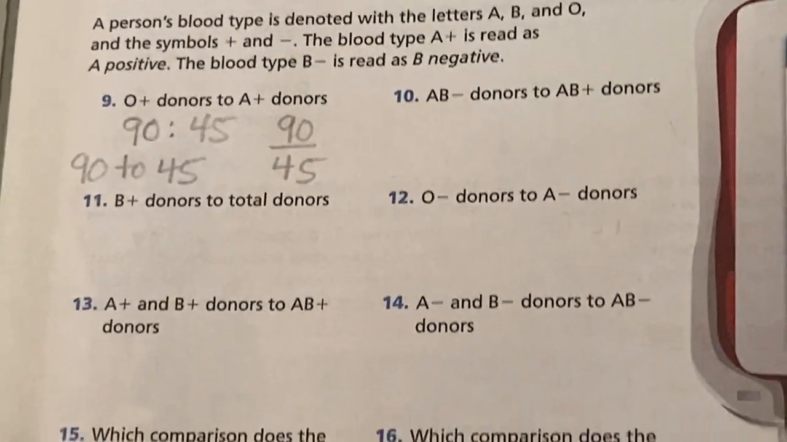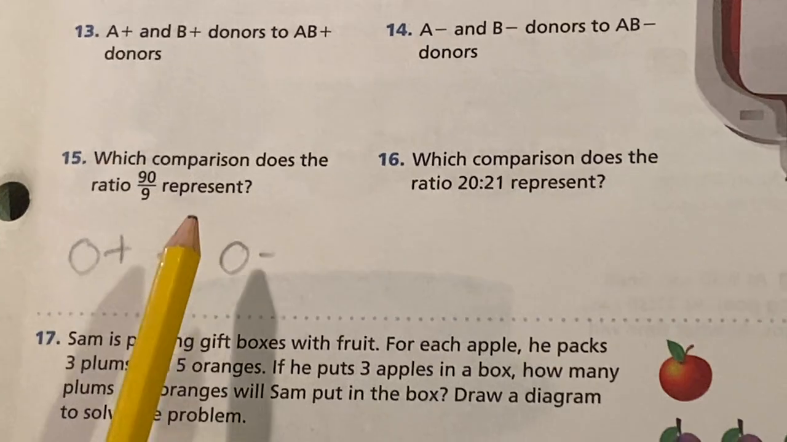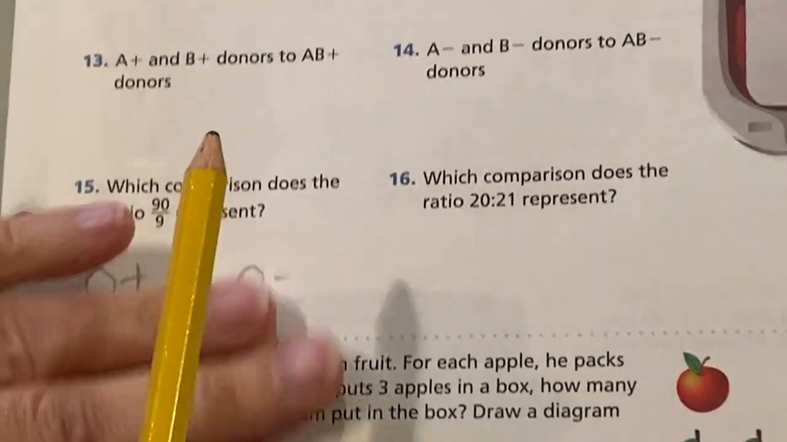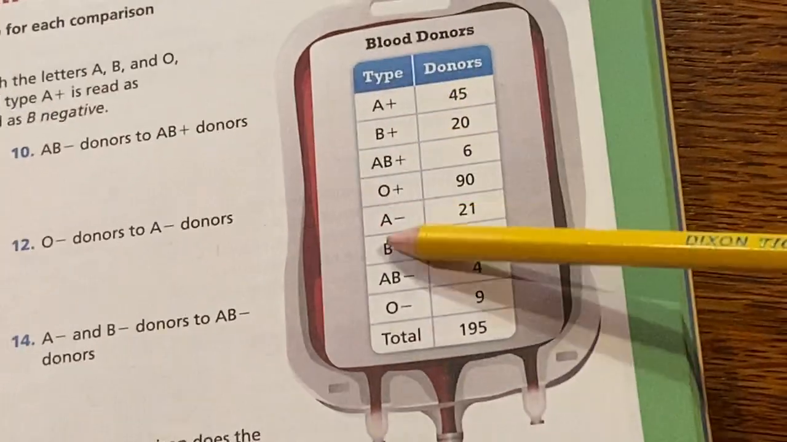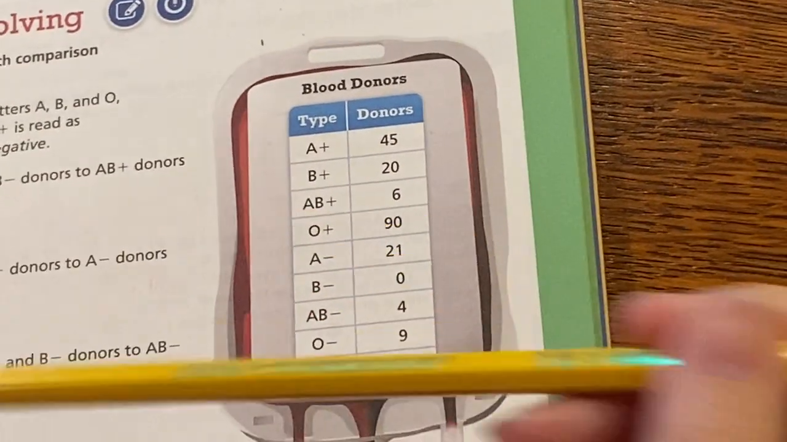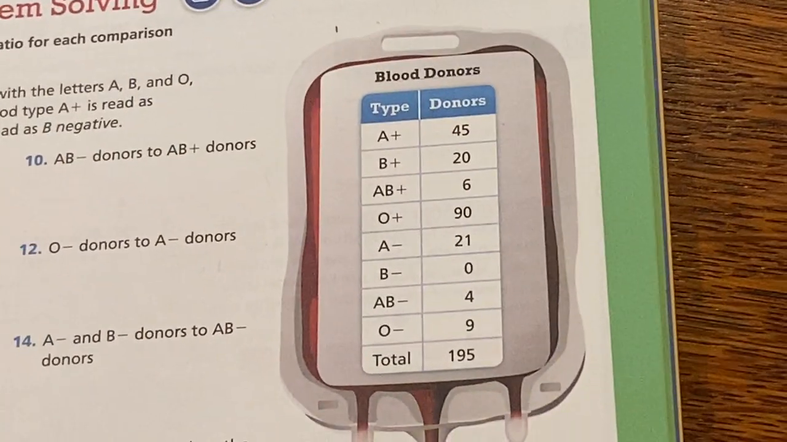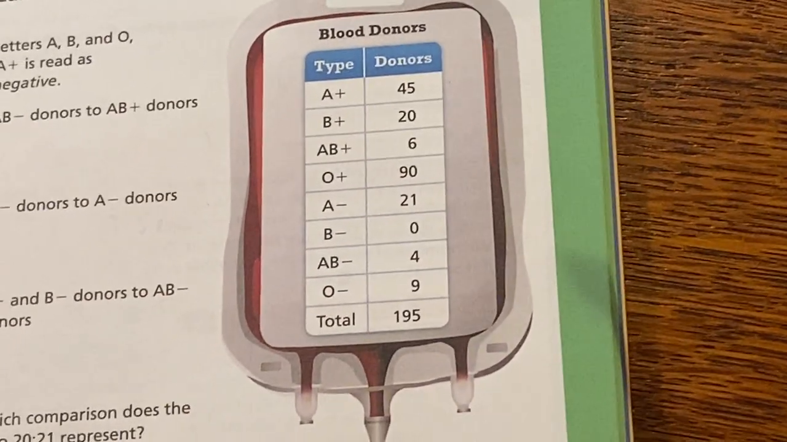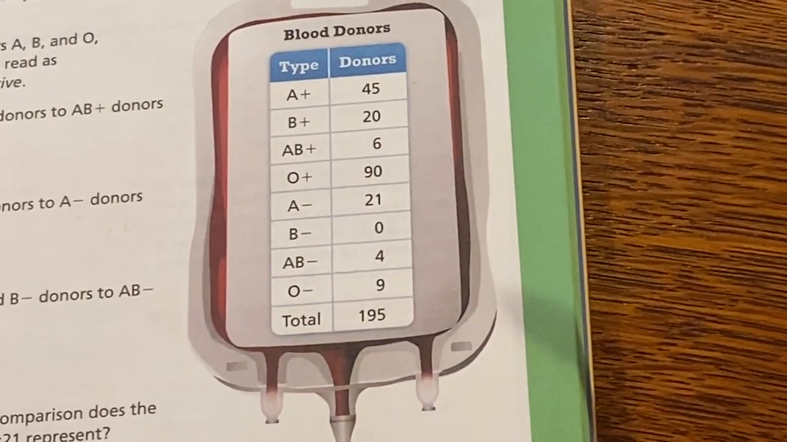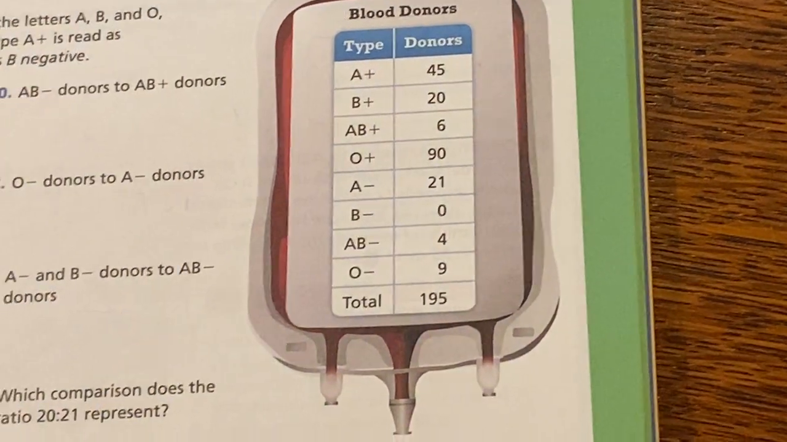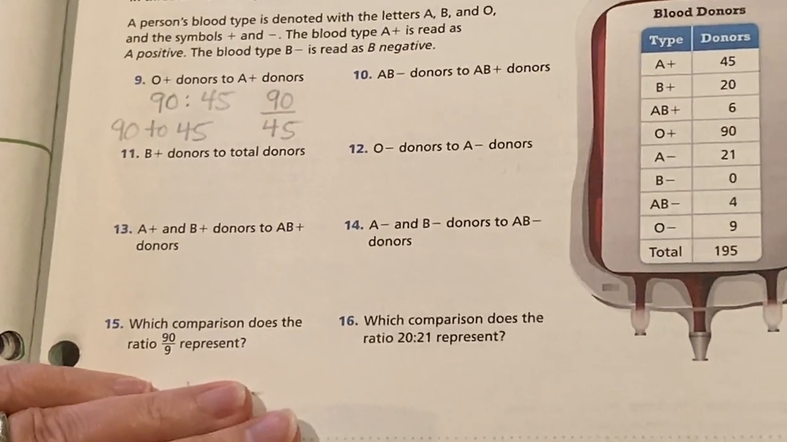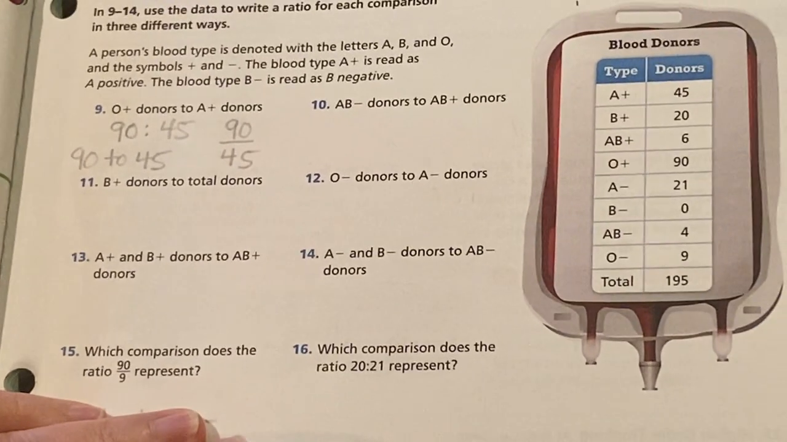And then for 15 and 16, they give you the ratio, and you're going to write which blood types they're comparing. So this one says 90 to 9. So which one is 90? O positive. And then you'll look at which one is 9, and that will be the other one represented. Okay, so go ahead and do 9 through 16 on your own, and then come back and check your answers.